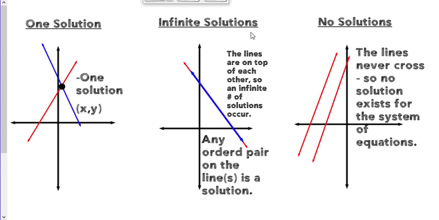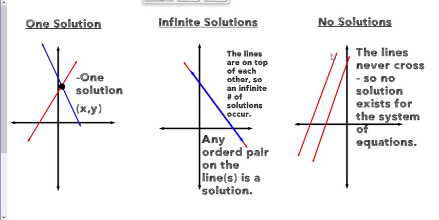Infinite solutions occurs when you've got lines that are on top of each other. They're the exact same line, just right on top of each other. That means that any point on that line would be a solution. As soon as you jump off the line, you're not going to have a solution that fits, but any point on the line would be a solution. And since lines go on forever and never end, that's why we say it's infinite solutions. Again, any point on that line is a good solution.